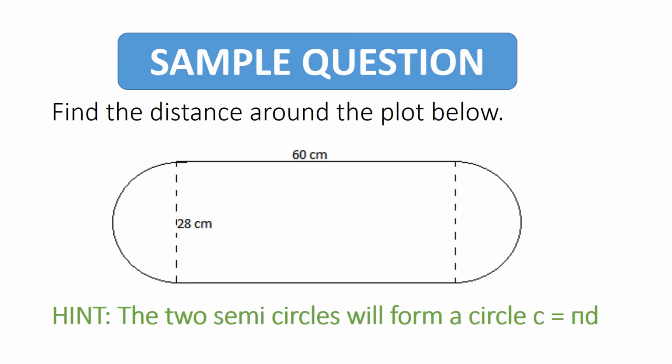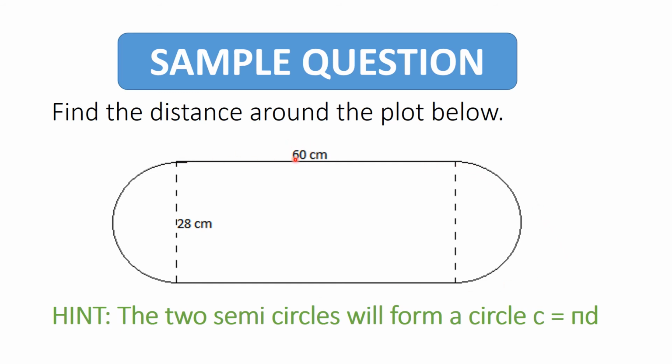Question, very easy. Anytime you see a question like this in the exam, find the distance around the plot below, you're supposed to start smiling, because it is the simplest question you can ever find in the exam. Why am I saying so? You just need to understand that perimeter is the distance around a figure. So you want to calculate the distance all around this plot.